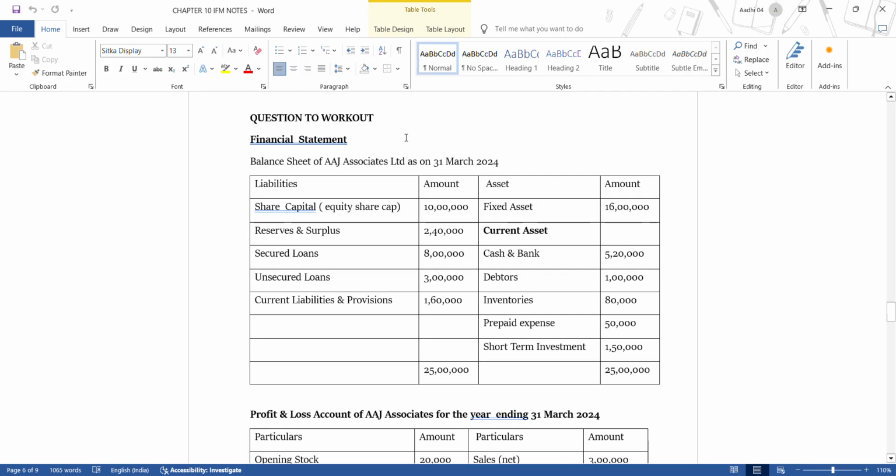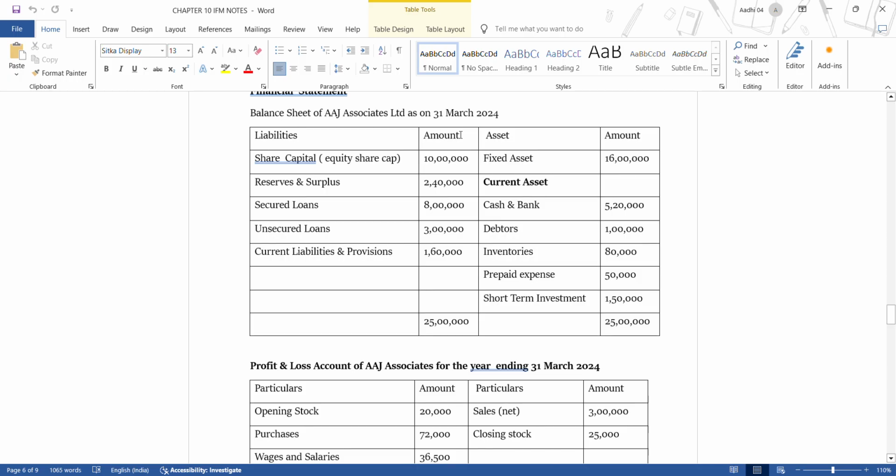So this is the financial statement. So this is the balance sheet. You have liabilities, you have assets. In assets there are two kinds of asset: fixed assets and current assets. The amount is given, share capital is given, reserves and surplus is given, loans are given, current liabilities are given. Again, as I said, your liabilities always match with your assets. So the total of the balance sheet is 25 lakh.